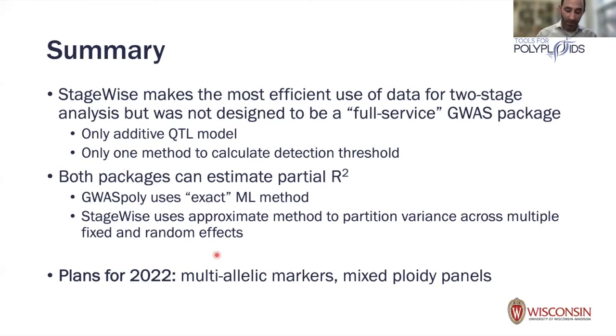So things that didn't happen in 2021 that are still on our to-do list are extending this to multi-allelic markers. Now that we have the VCF2 dosage functionality, that's going to be a high priority. And then also the analysis of data sets with mixed ploidy. So stay tuned for that a year from now.